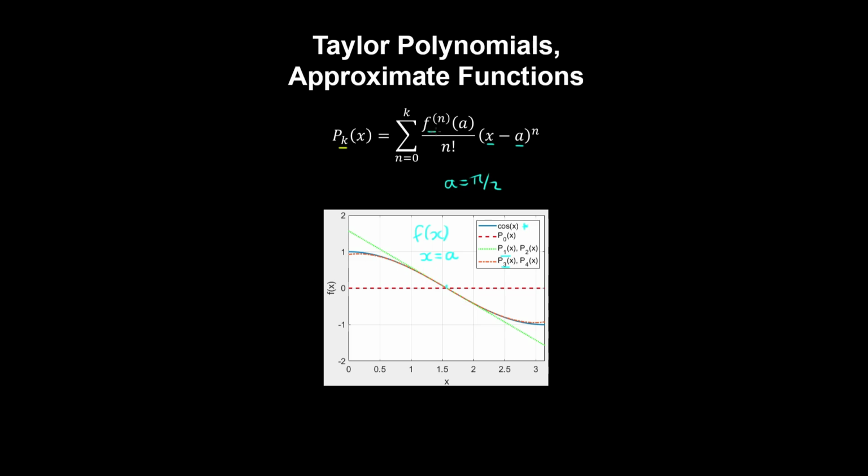So these terms f^n here are just the function and its derivatives. So when n equals 0, we have the function evaluated at a, and when n equals 1, this is the first derivative evaluated at a, and so on.